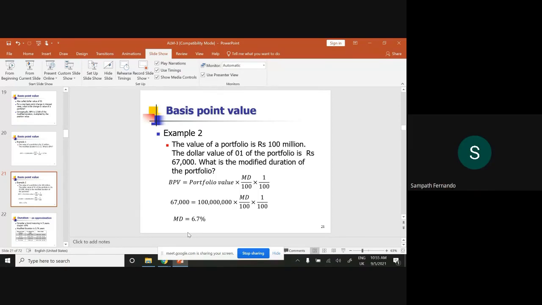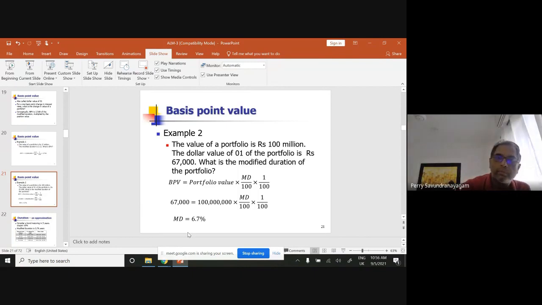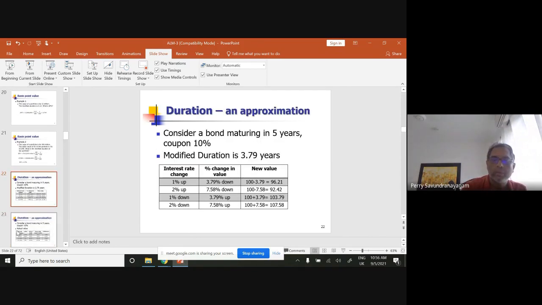Sir, can the BPV be positive or negative? That means when you give that amount. From a portfolio perspective, it can be. In this particular instance, now let's look at the next one. When you go up this, you will probably be a little clearer. Let's take it to the next one.